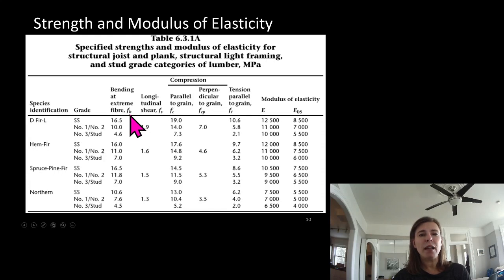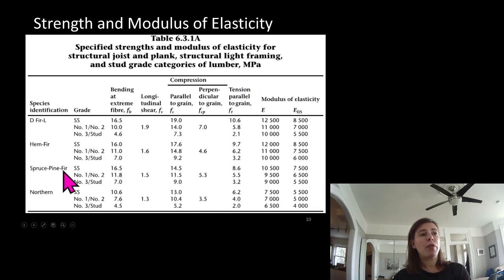Remember for steel, our stress, we called it FY because it yielded. Well, wood doesn't yield. Wood is brittle. It has no plastic zone. When we hit the end of our elastic zone, it fails. And that is listed here as FB, or the strength or the stress at which it fails. And these values are all in MPa.